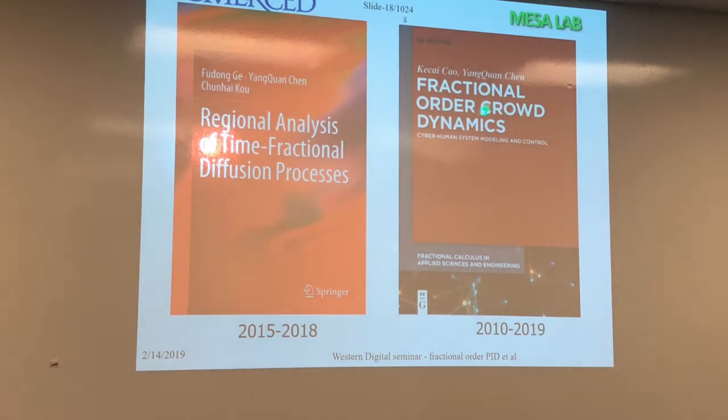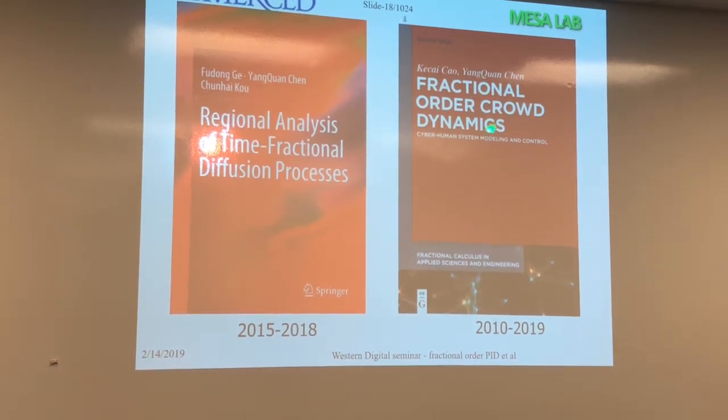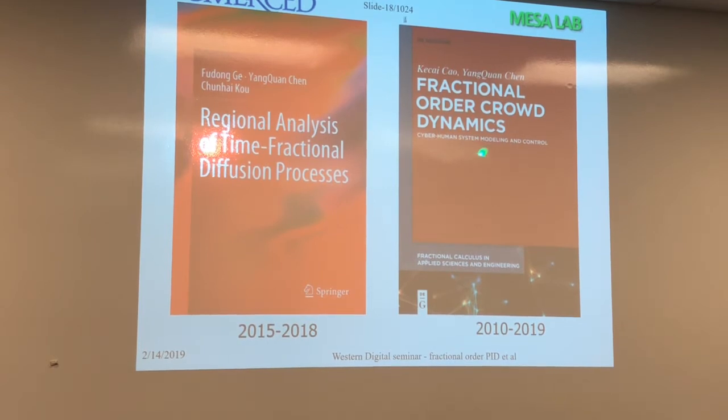But here, some people do social media, social science, and talking about the crowds of humans, cyber-human systems, modeling, controls. We'll talk about fraction order crowd dynamics. If any of you do something about collective dynamics, I have to tell you that collective dynamics must be fraction order, okay? Must be. Although each individual is integer order behavior, okay? So this is basically collective dynamics. How to quantify the crowd dynamics, okay?